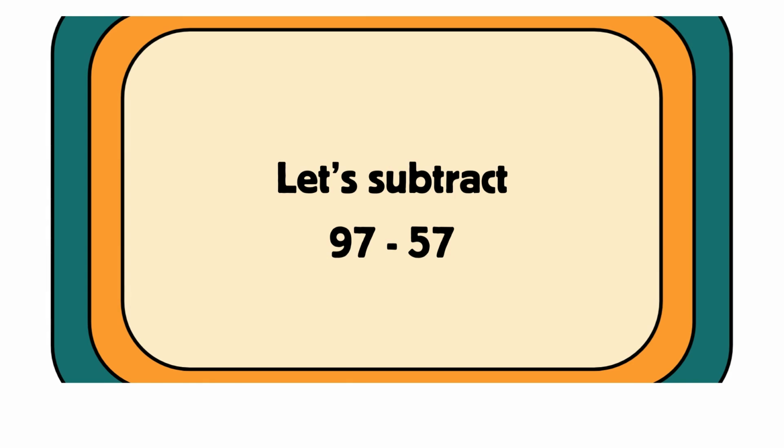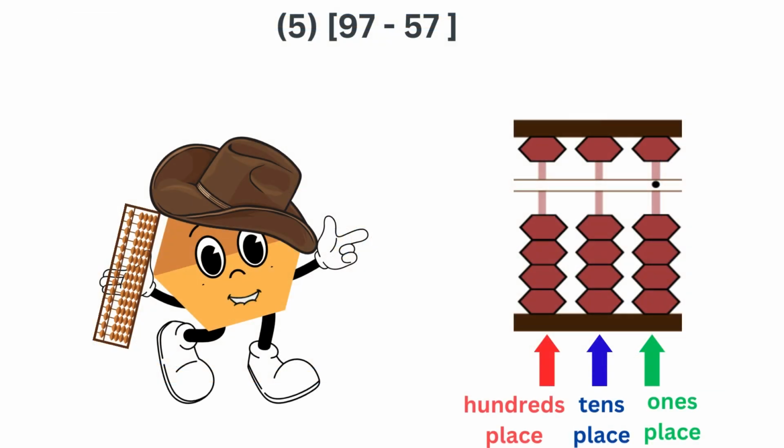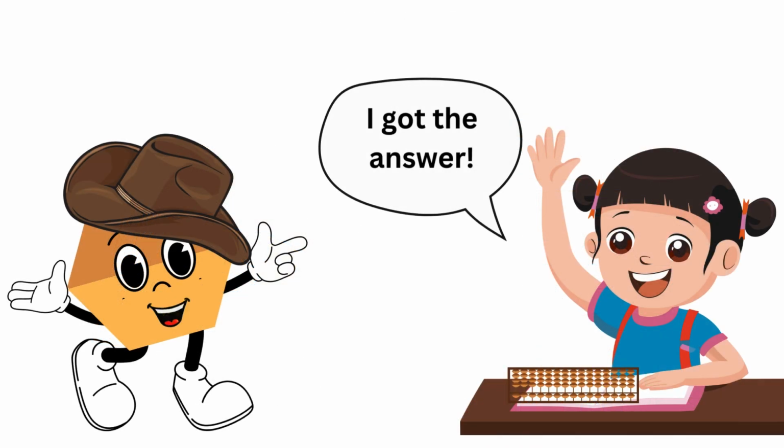Let's subtract 97 minus 57 on the abacus. Please pause here and give it a try yourself. When you are done, proceed. Now, let's see the answer.